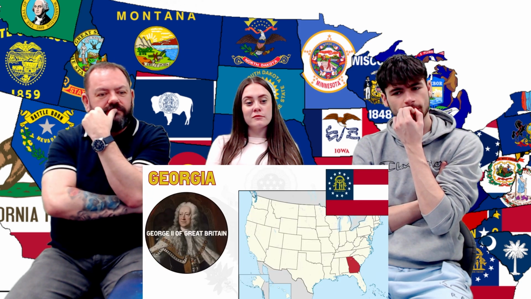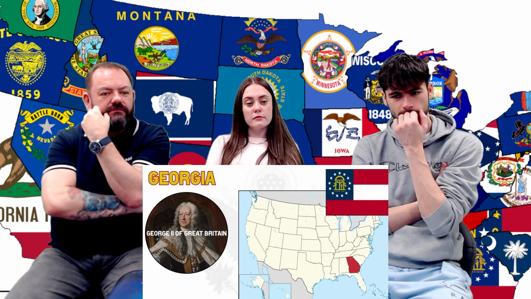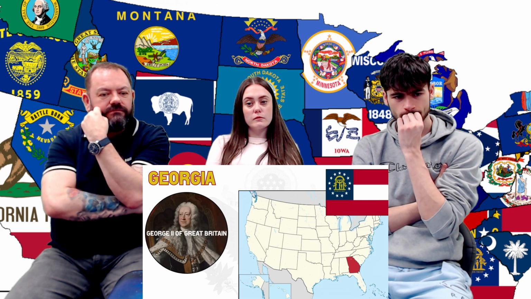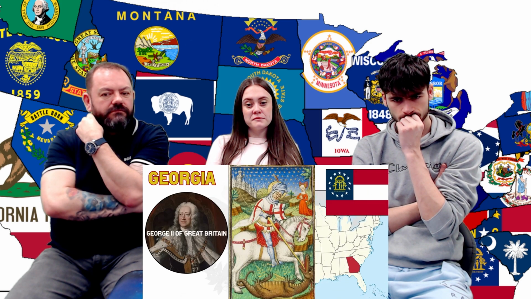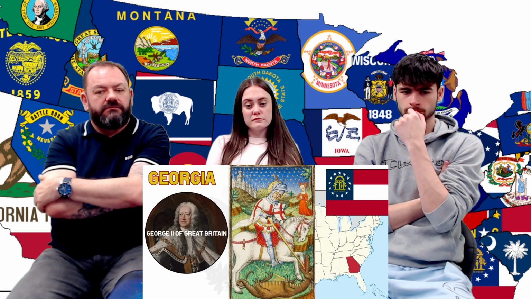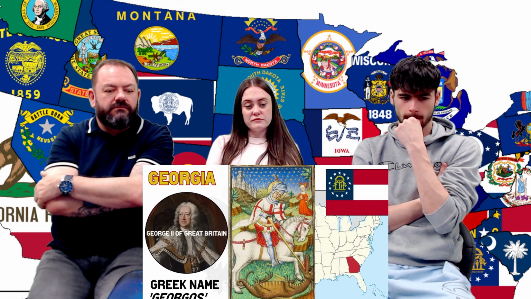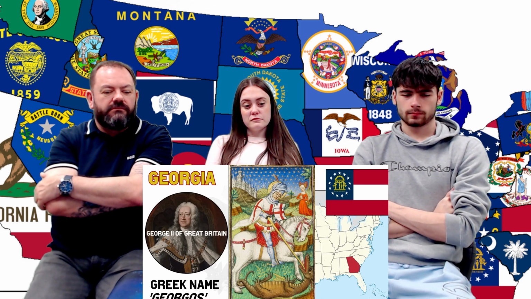Georgia was named after British King George II. It is the feminine Latin form of George. It was also a reference to Saint George, whose name was derived from the Greek word Georgos, meaning farmer, from ge, which is earth, and ergon, which is work.